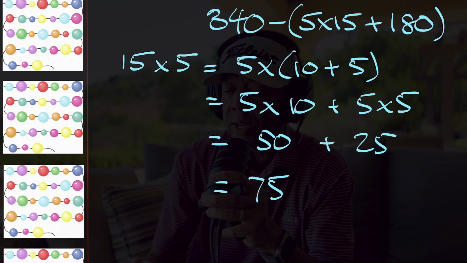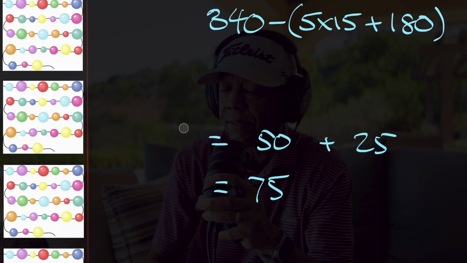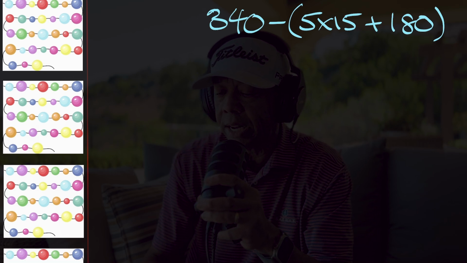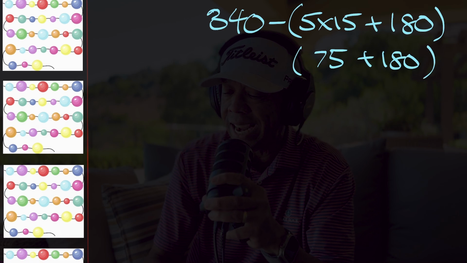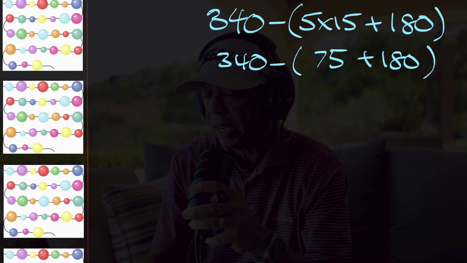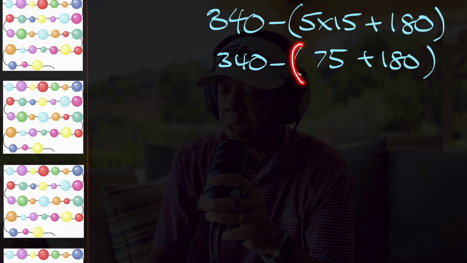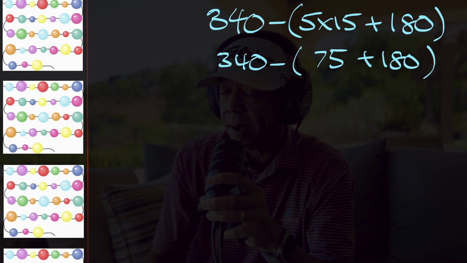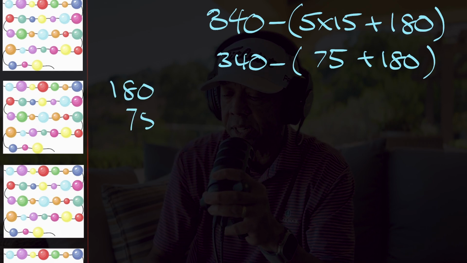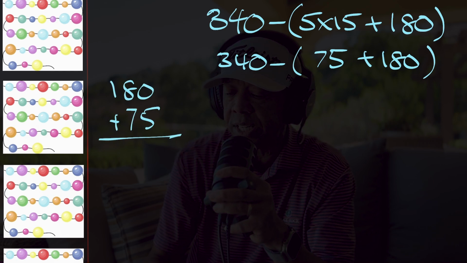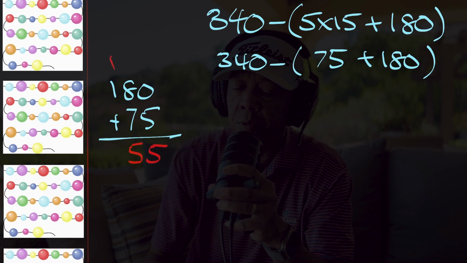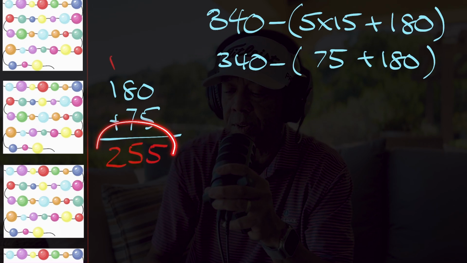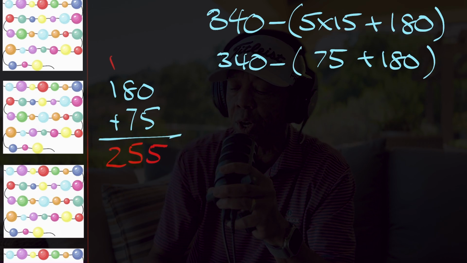And so I'm simply going to substitute 75 for the product in there, 5 times 15, and rewrite the whole problem. So I've got 75 plus 180. That's going to give me how many beads she used. In parentheses, the sum, 75 plus 180, I'm going to do to the side. 5 plus 0 is 5. 8 plus 7 is 15. I'm going to regroup the 1. 255 beads used in total.